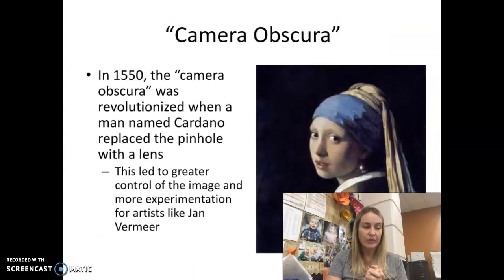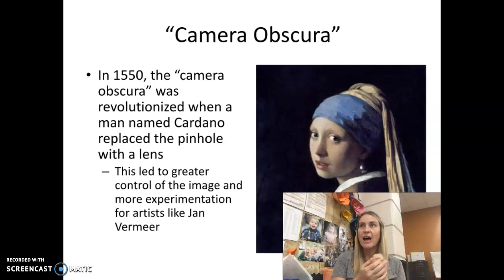Fast forward a little bit of time, and the camera obscura was revolutionized when a man named Cardano added a glass lens into the camera obscura. Remember, before, the camera obscura would just maintain things like shape and form and perspective. But the glass lens is very sharp, very crisp, and it maintains detail. So now, instead of just perspective and shape, we get things like, if you notice this picture, a very famous painting by Jan Vermeer, the folds of the fabric on her head, right? Her eyelashes, the strokes of her eyebrows.